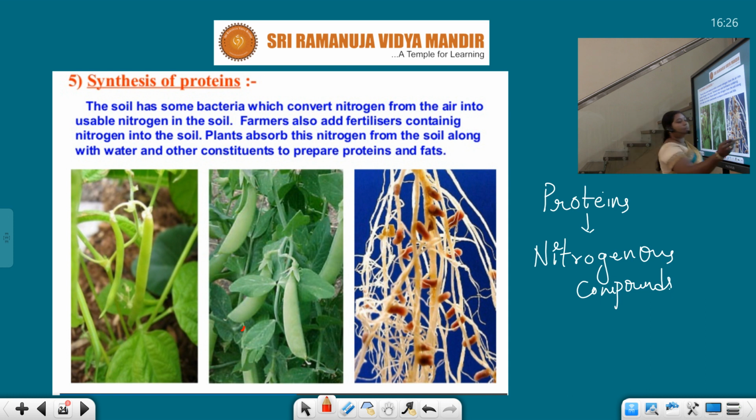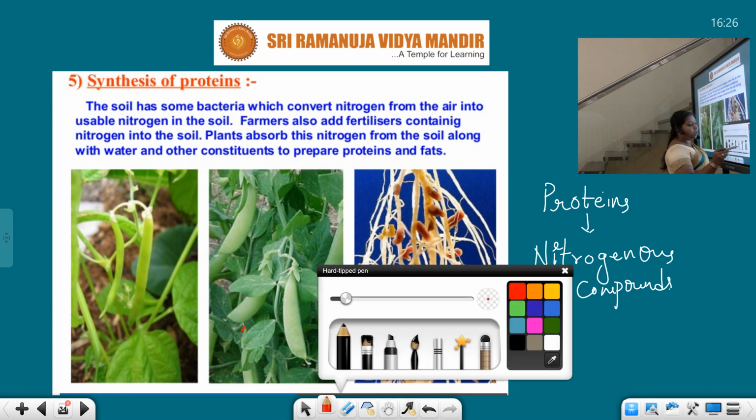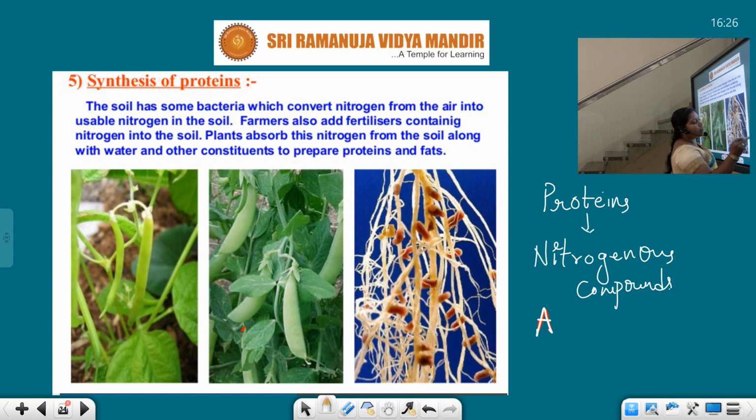Okay, where rhizobium bacteria, for example, A is the plant, B is the bacteria. A plant offers protection, food to the B organism, that is the bacteria. Okay, so indirectly this bacteria is doing some favor to the plant, that it can convert the atmospheric nitrogen into a useful form of nitrogen. Right, so there is a healthy association between the plant and the bacteria.